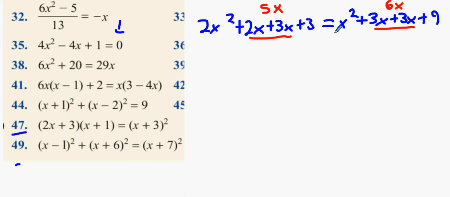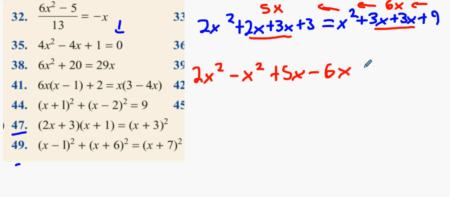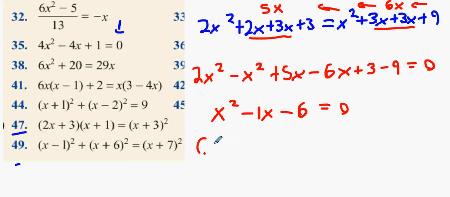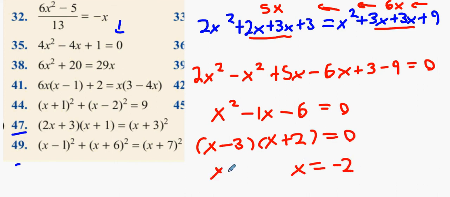Alright, 2x squared, move everything to the left. So everything that's on the left has to move. So it's going to be 2x squared, take away x squared. It's going to be 5x, take away 3, take away 9. Okay, then what? X squared equals 0. It's a short one. It's an x minus 3 and an x plus 2. It's very short. X equals minus 2, x equals 3.